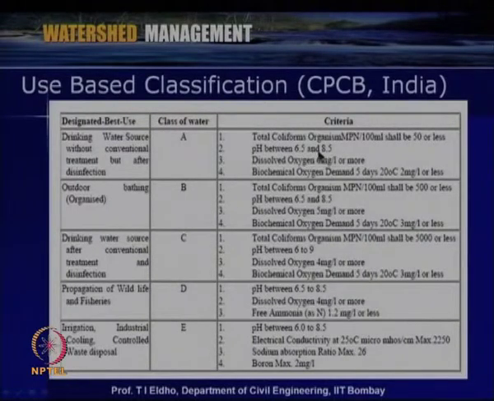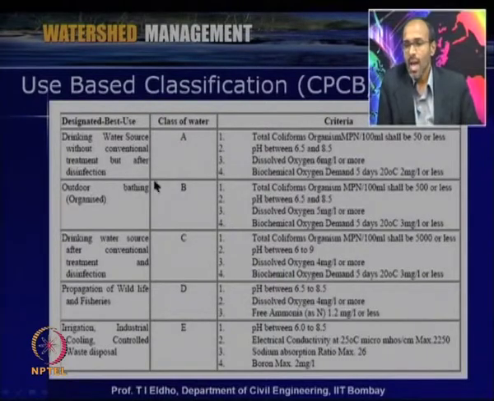Then pH should be between 6.5 to 8.5. Dissolved oxygen should be 6 milligram per liter or more. BOD, 5 days at 20 degree centigrade, should be less than 2 milligram per liter. So, like that, this is for drinking water use, class A water, as per Central Pollution Control Board norms. Then class B is outdoor bathing.